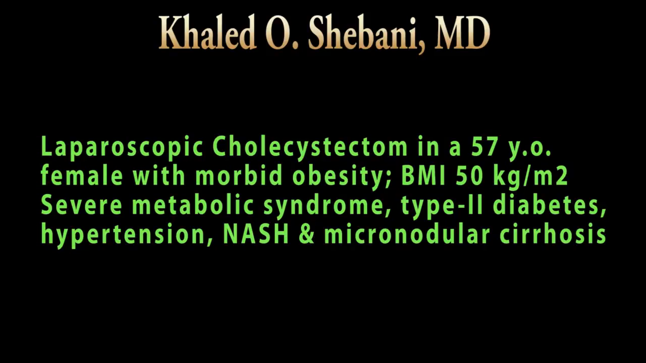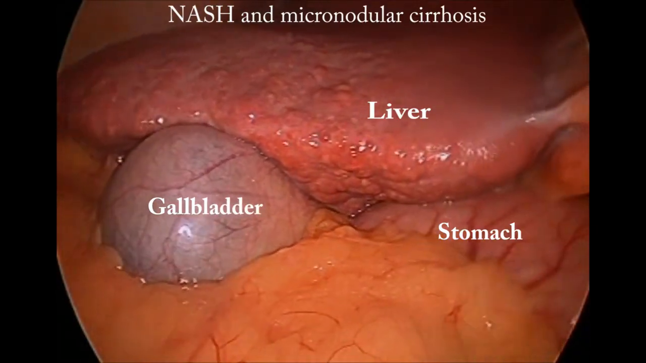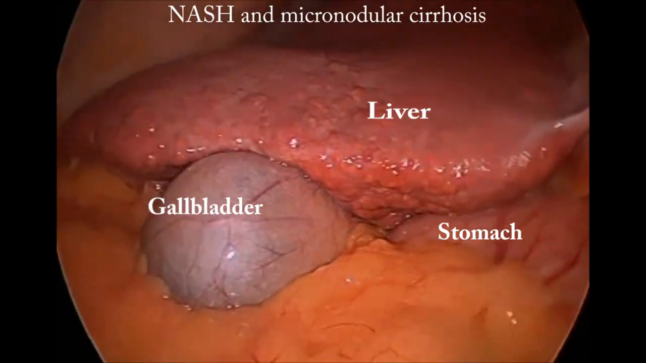We'll demonstrate the laparoscopic cholecystectomy in a patient with severe metabolic syndrome, hypertension, micronodular cirrhosis, and non-alcoholic steatohepatitis. As you can see here, the cirrhotic liver.